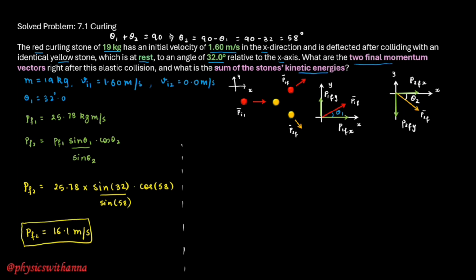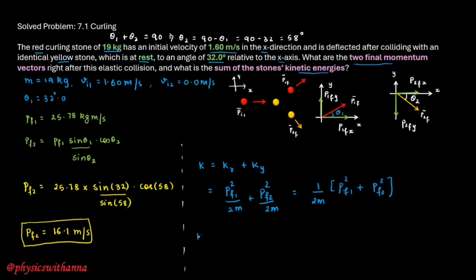Then the next part of the question wants us to find the sum of the stones' kinetic energies. So we can write the sum of the kinetic energy as K equals kinetic energy of the red stone plus kinetic energy of the yellow stone after collision, which we can write as P final 1 squared over 2m plus P final 2 squared over 2m, because kinetic energy in terms of momentum is P squared over 2m. Since the masses of the two stones are equal, we can write this as 1 over 2m times P final 1 squared plus P final 2 squared.